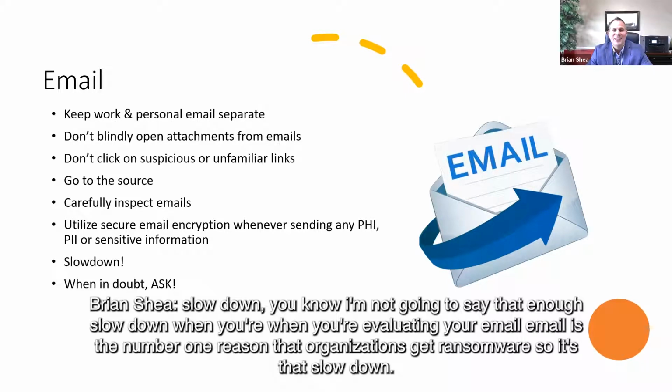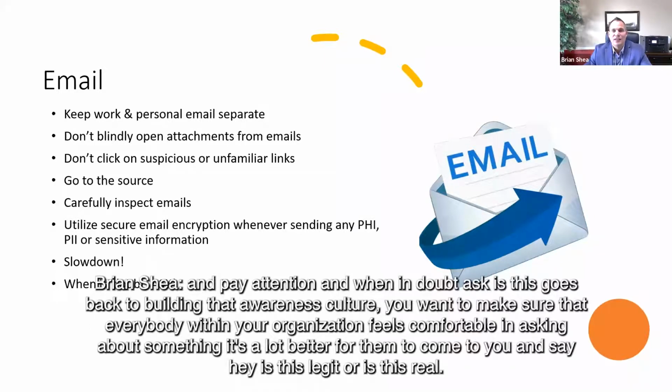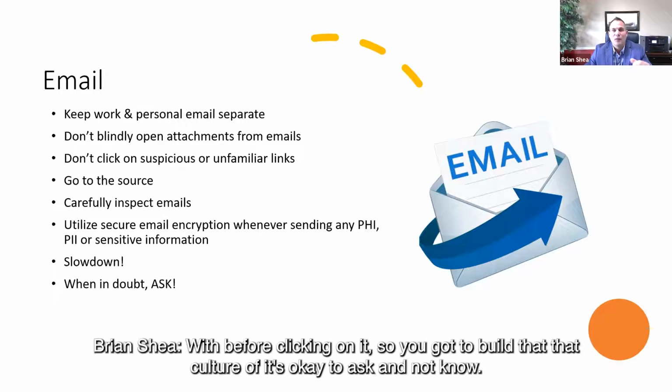Slow down. I'm not going to say that enough. Slow down when you're evaluating your email. Email is the number one reason that organizations get ransomware. So slow down and pay attention. And when in doubt, ask. This goes back to building that awareness culture. You want to make sure that everybody within your organization feels comfortable asking about something. It's a lot better for them to come to you and say, hey, is this legit, before clicking on it. So you've got to build a culture where it's okay to ask and not know.